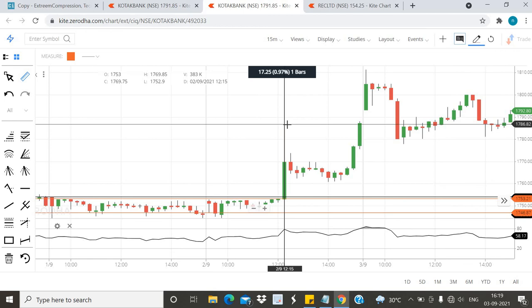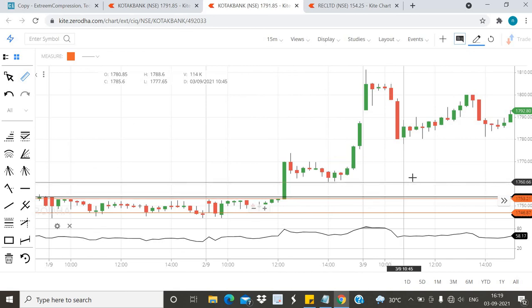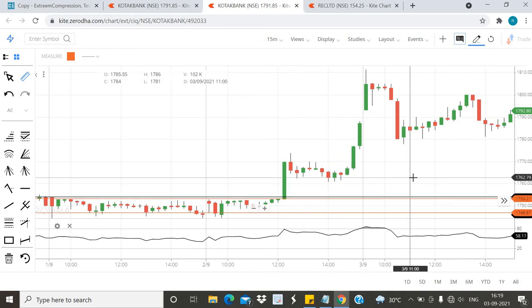Since it's an intraday trade, we should close the trade at the end of the day. We should not carry it forward. So here 1:1 risk reward has been achieved. So this is a simple strategy you can make use of. Try this on the stocks.